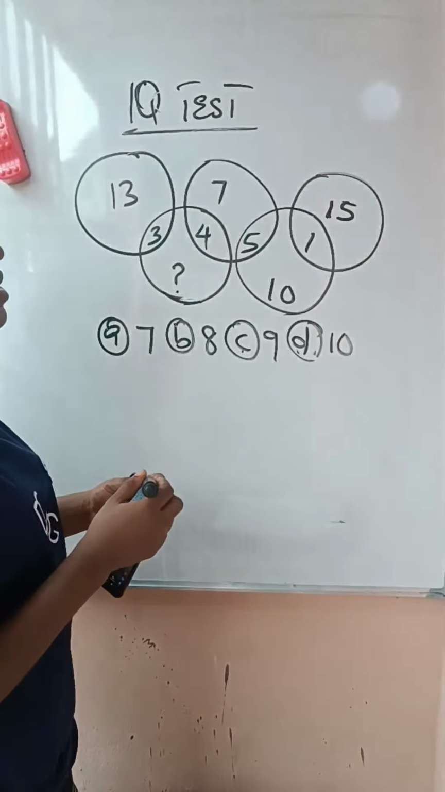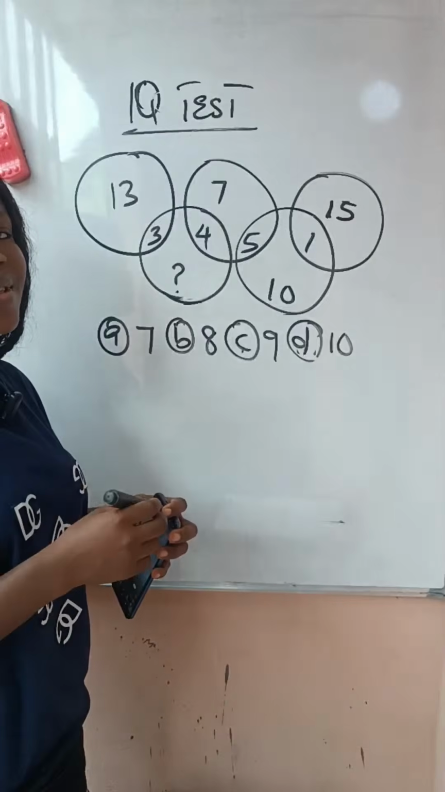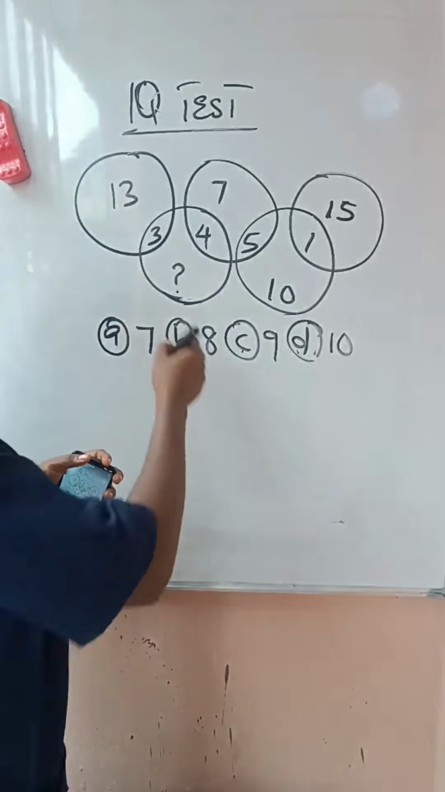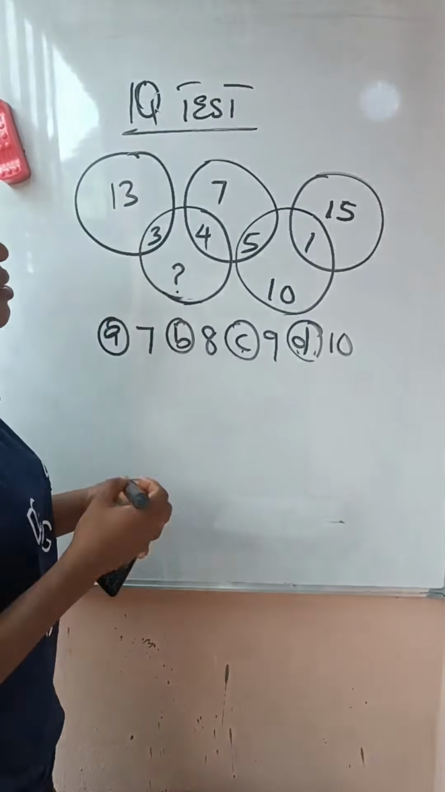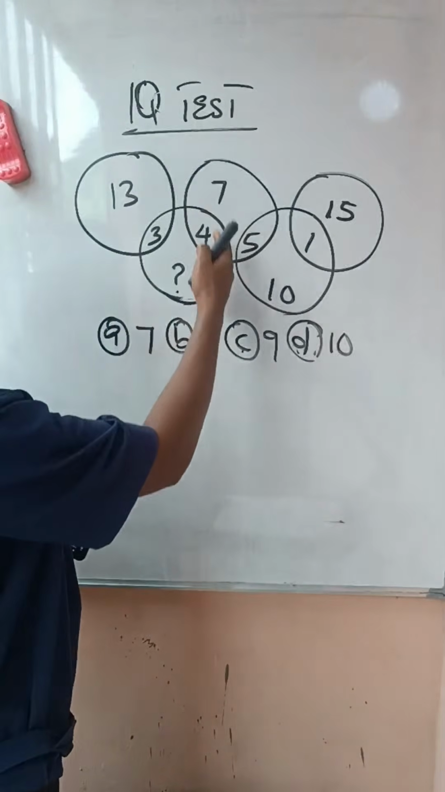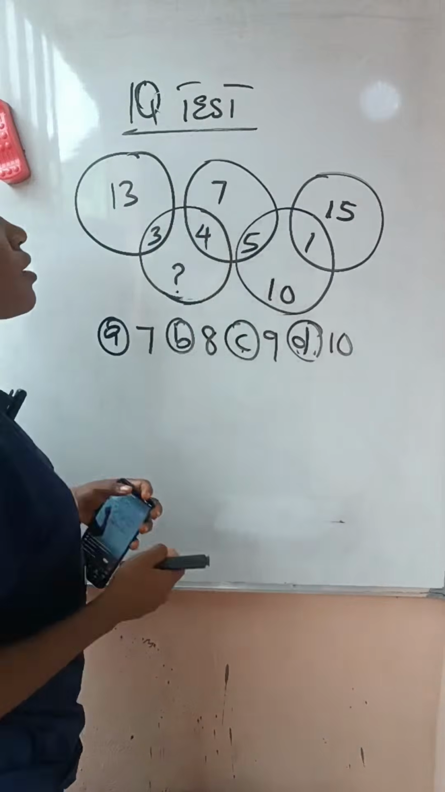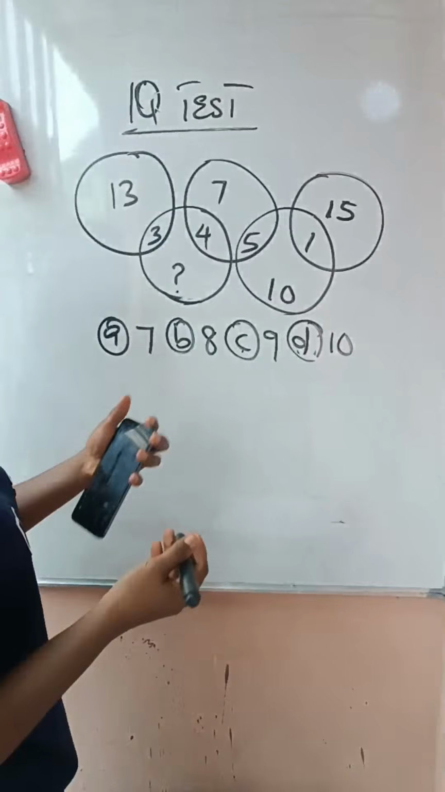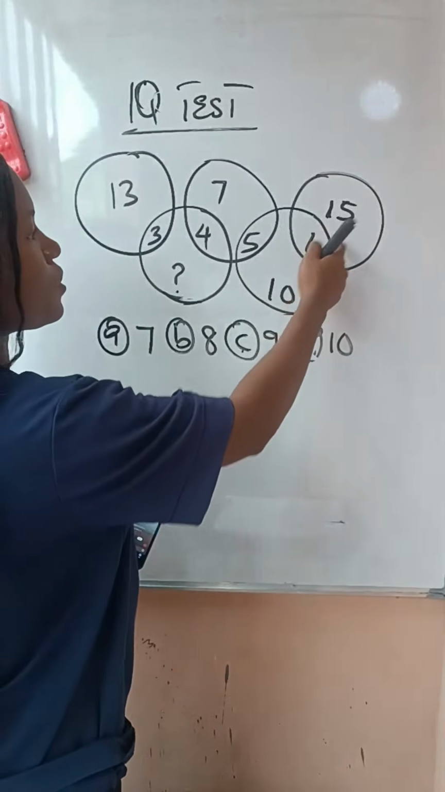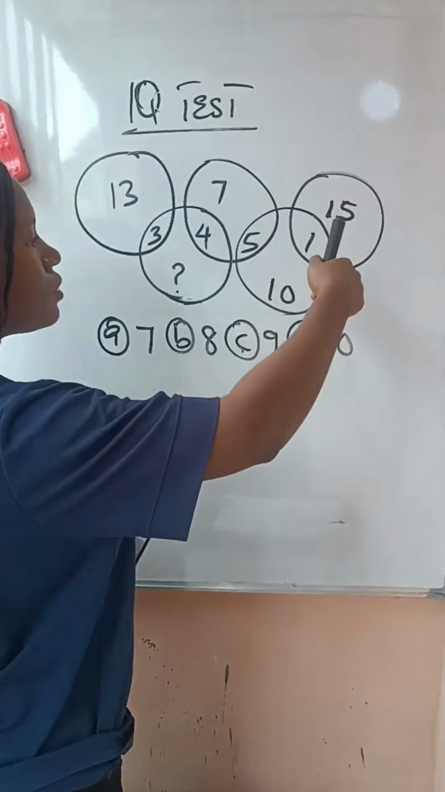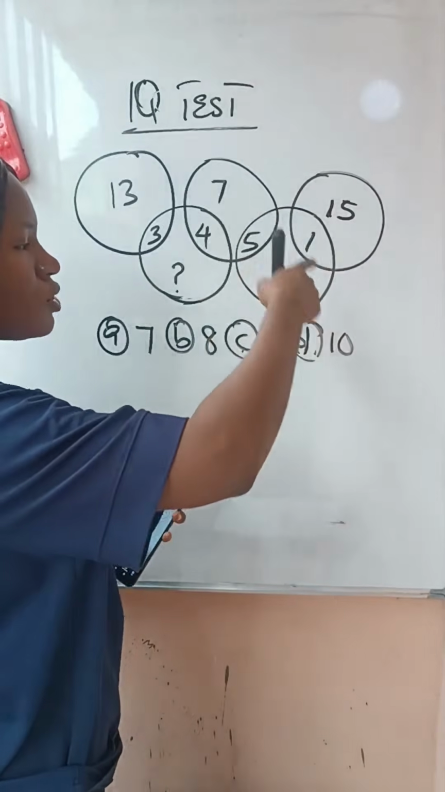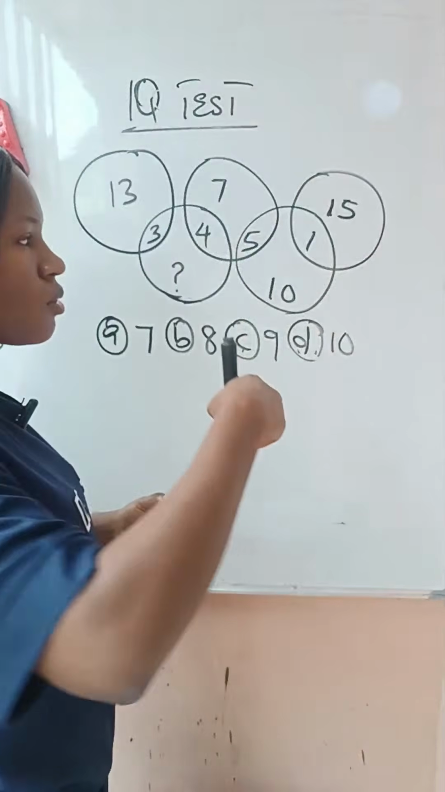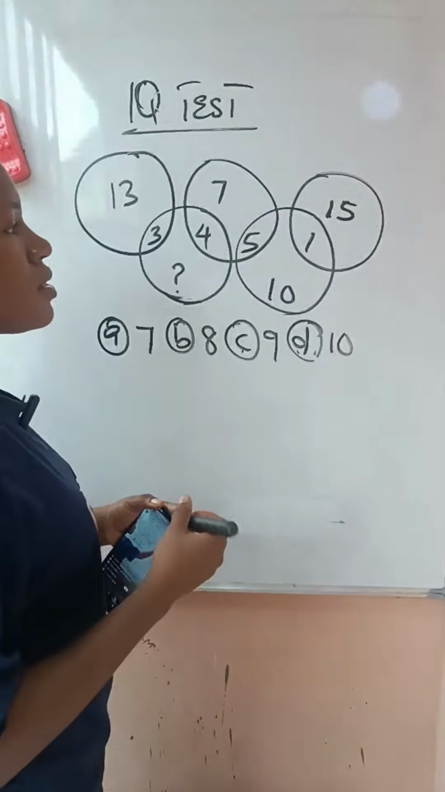Now, when you look at each circle, you will notice that the sum of each circle is 16. Now, let's check. 13 plus 3 is 16. 7 plus 4 plus 5, this is 11 plus 5 is 16. Okay? So 15 plus 1. Just concentrate on the circle alone. Forget anything like joining or intersection. Just focus, go in the circle. So you have 15 plus 1 is 16.